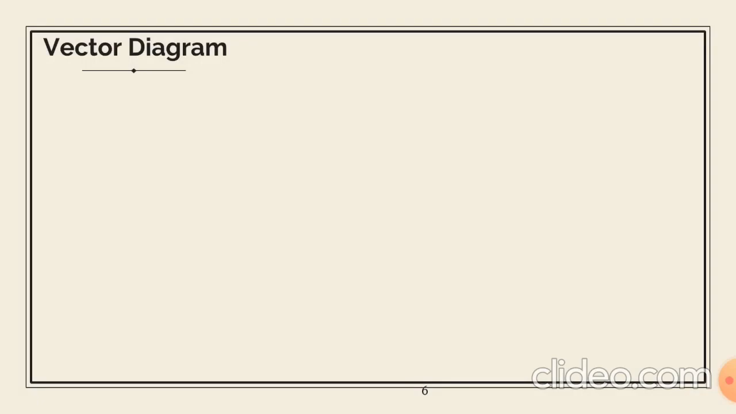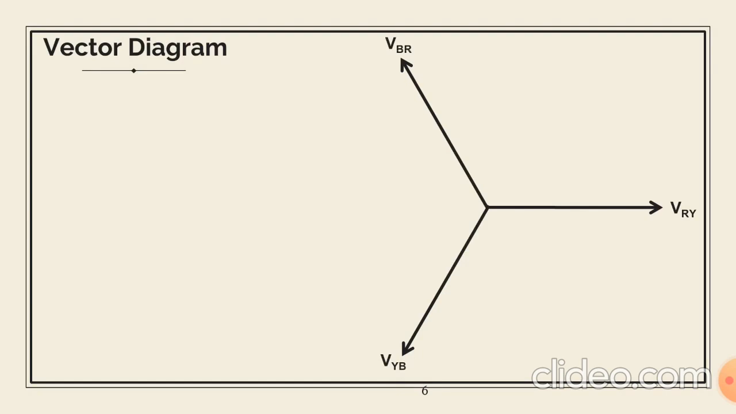So let us explain this process or analysis with the help of a vector diagram. Let us take the VRY, line voltage, as a reference vector, and we know that the other two voltages VYB and VBR will be 120 degrees apart from each other. These are the three vectors, and we always assume in a vector diagram that, keeping this as the center, it is rotating in anti-clockwise direction like this.